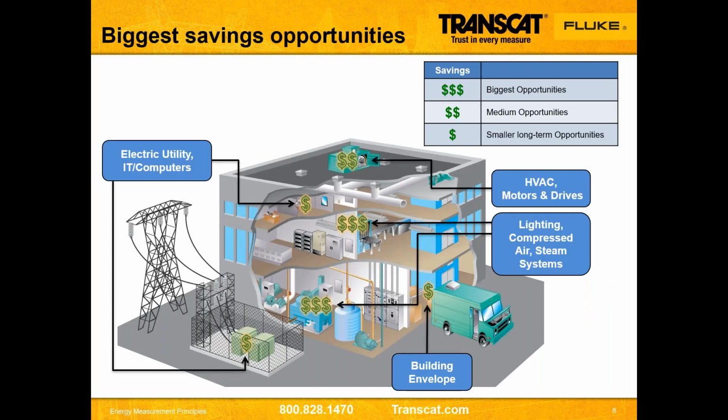So if you looked at your building as a whole, whether it's a commercial office building or an industrial facility, obviously there's lots of ways that energy gets manifested and used inside the plant or the building. But the biggest ones we want to concentrate on are things like the lighting, the compressed air, the steam systems. And certainly the HVAC, the motors, the drives, and again, all your electromechanical loads are going to use the majority of the building power as far as that's concerned.